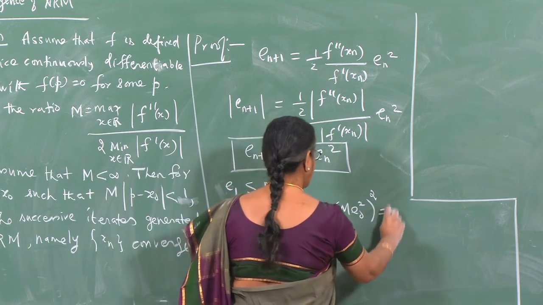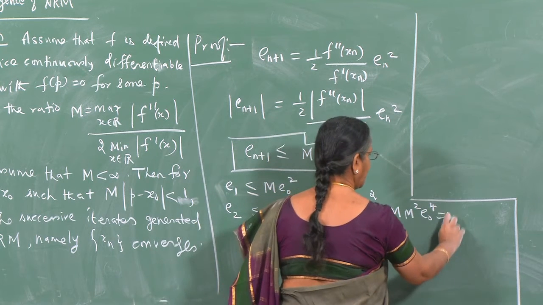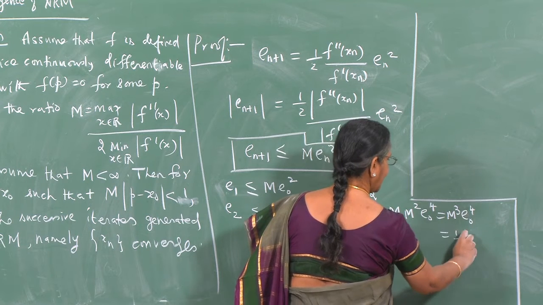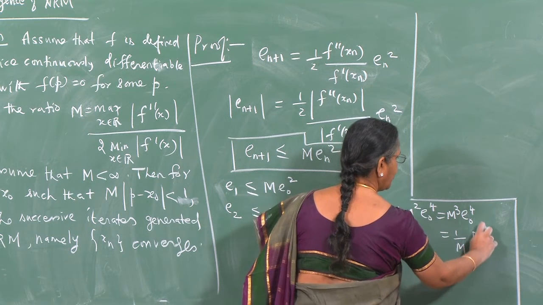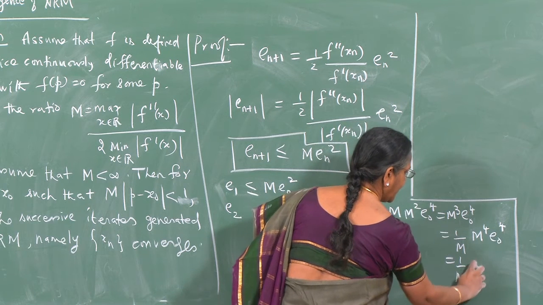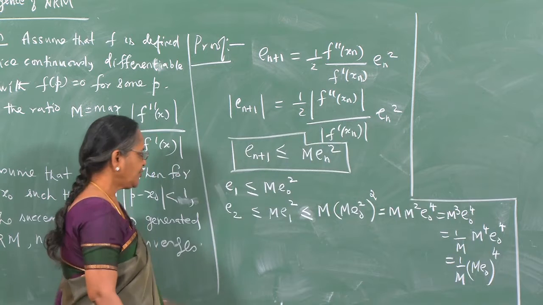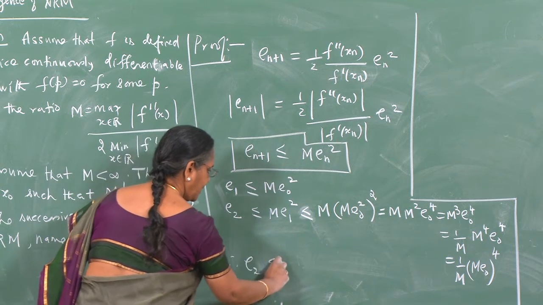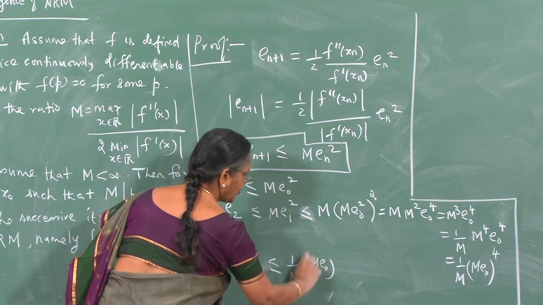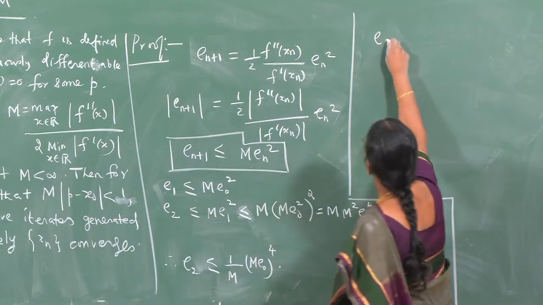But what is this? This is m into m square E naught power 4. So, it is m cubed into E naught power 4. So, I shall write this as 1 by m into m power 4 E naught power 4. So, it is 1 by m into m E naught the whole power 4. So, we get E2 to be less than or equal to 1 by m into m E naught to the power of 4.